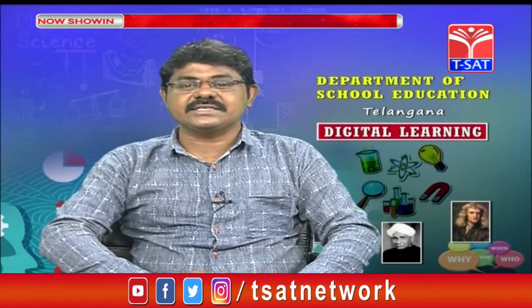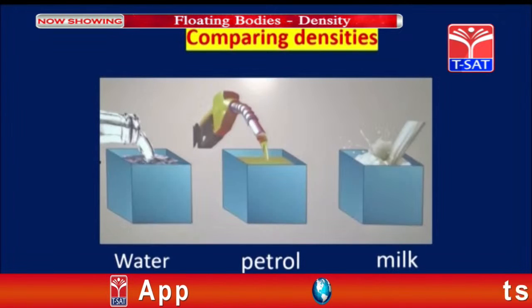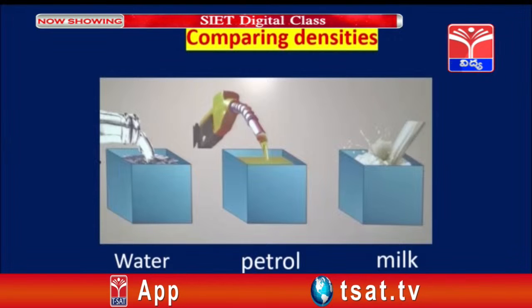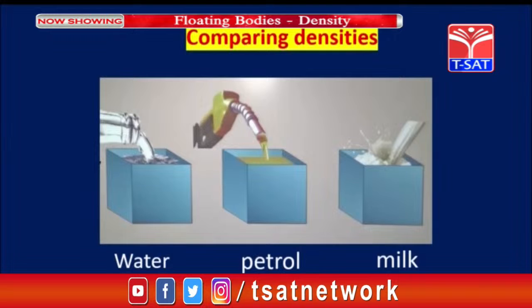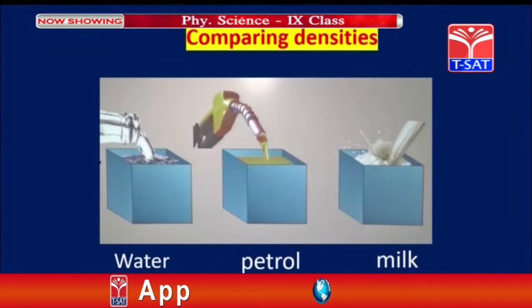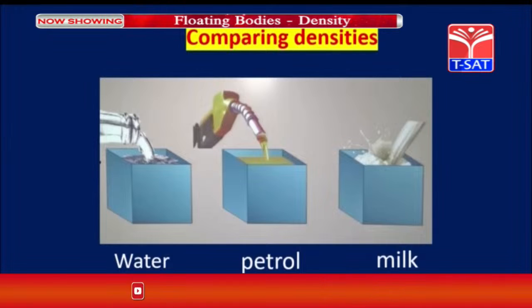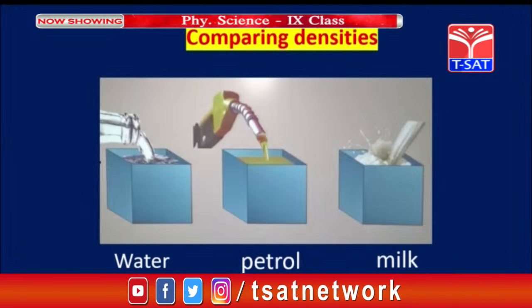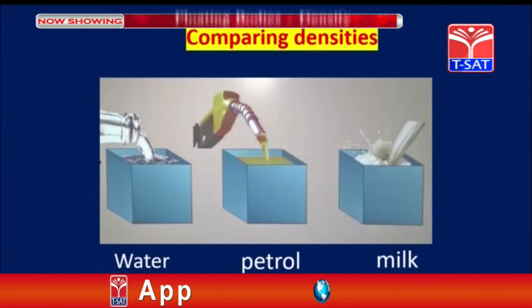Now comparing the densities. How can you compare the densities of different objects? So dear children, you can see we have three different boxes. This is an interesting thing. We have three identical boxes and we filled one with water, one with petrol and one with milk. That means all three are going to have the same volume because they are filled with the same volume. Is it right? In the same boxes we are pouring water, petrol and milk. So all three are going to have the same volume.